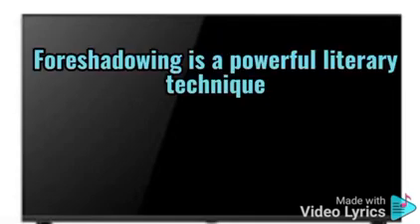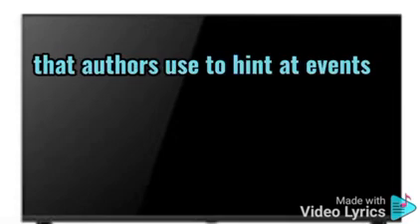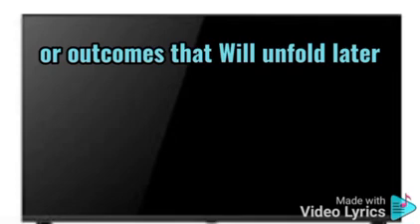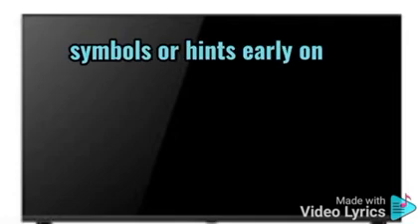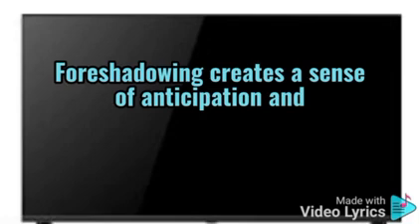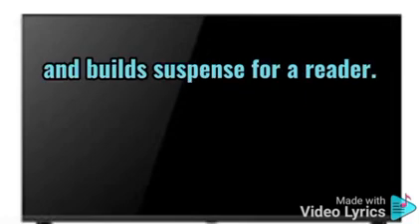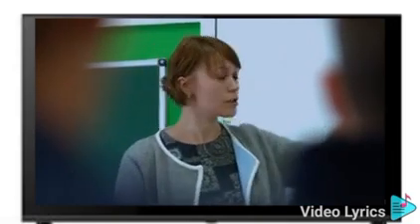Foreshadowing is a powerful literary technique that authors use to hint at events or outcomes that will unfold later in a story. By subtly introducing clues, symbols, or hints early on, foreshadowing creates a sense of anticipation and builds suspense for the reader. This technique keeps readers on the edge of their seats, eager to see how the events will develop. Here is how foreshadowing contributes to building suspense.